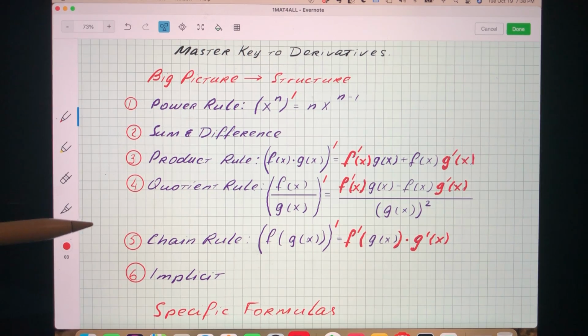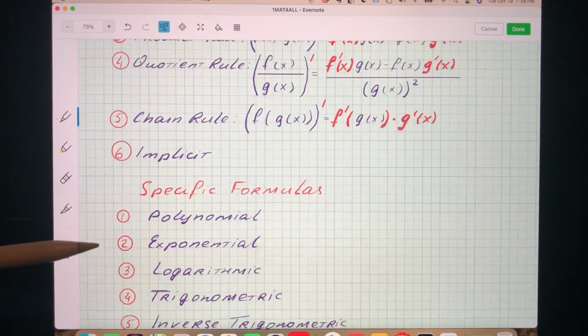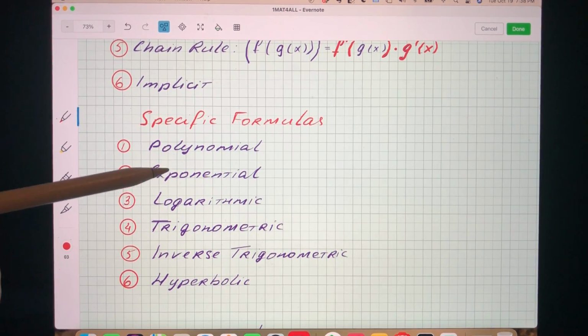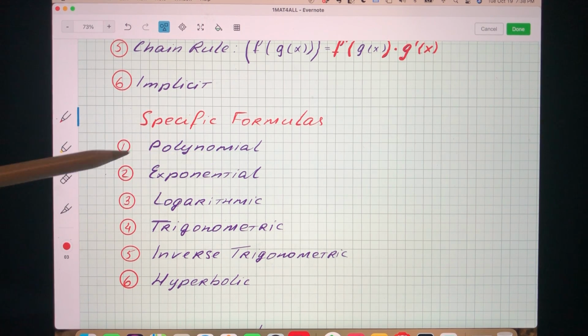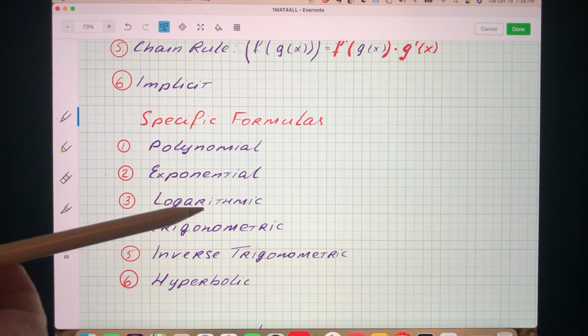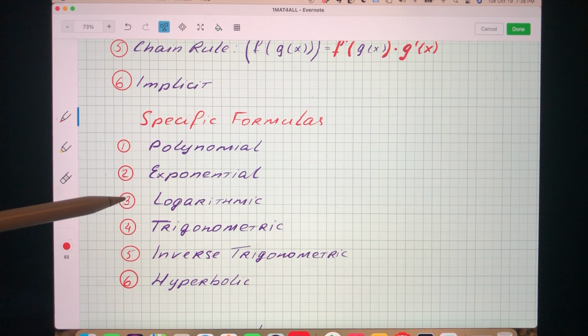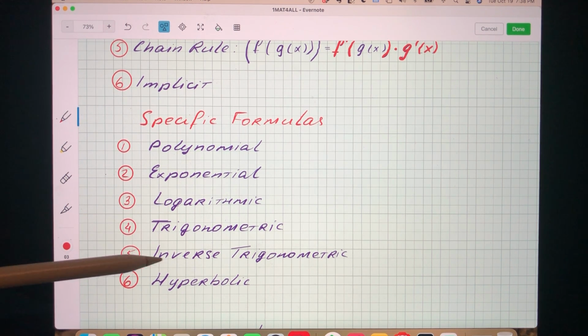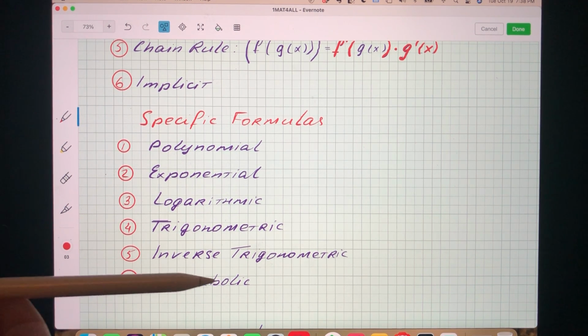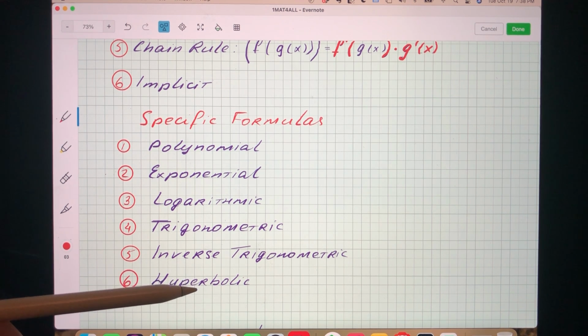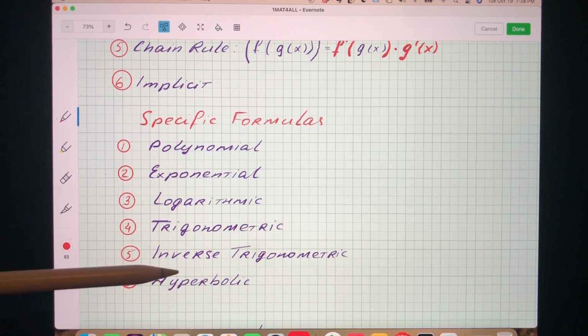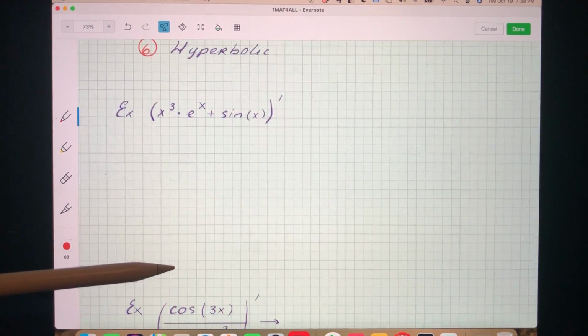Then we consider what it is that we're actually differentiating. It could be a polynomial, exponential, logarithmic. All of these are functions that we have looked at in algebra. It could be a trigonometric function or an inverse trigonometric function, a hyperbolic function, or some other function that we haven't even looked at yet. But each one will come with its own formula, and we will use that particular formula to get the answer. So below are 3 examples. Let's see how this technique works on those examples.